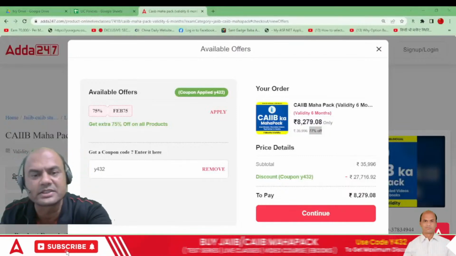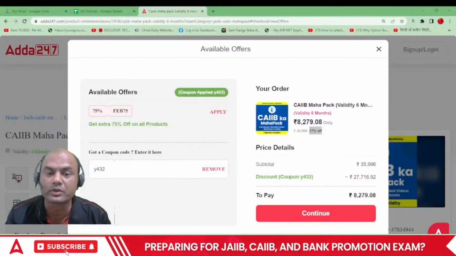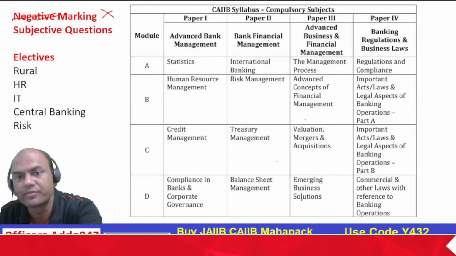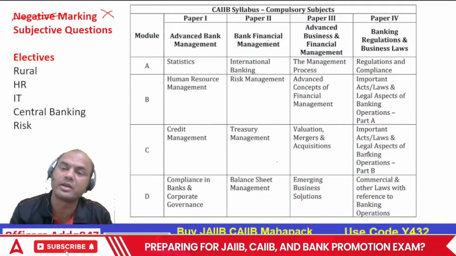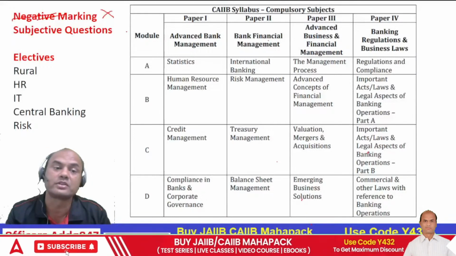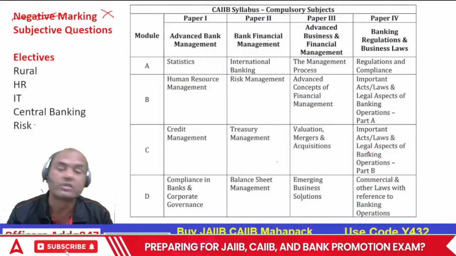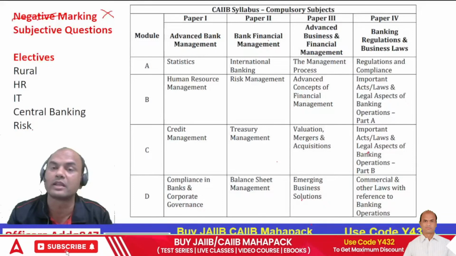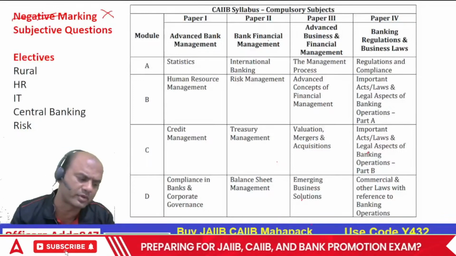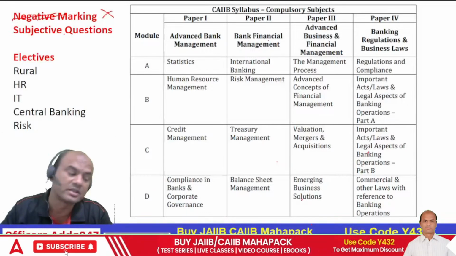And why am I stretching on the batches? Because look at this, the portion of JIB and CIB has changed. For CIB, the new portion is, look at this, 4 compulsory subjects: ABM, BFM, ABFM and BRBL. All of them you have to attend. Electives also, there is no retail elective now. Rural, HR, IT, central banking and risk. So none of them is retail, all specializations. Subjective questions are there. Negative marking is removed. What is a subjective question? Subjective means you'll have to write the answers, solve them.